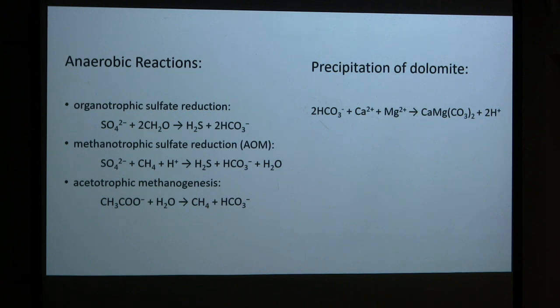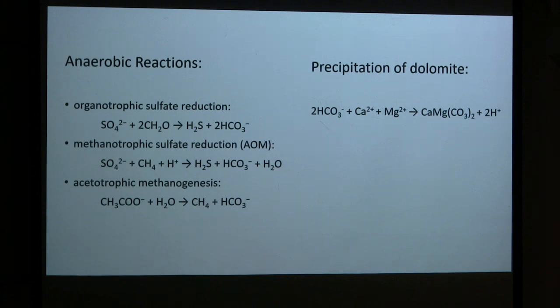Here is a list of some of the main reactions that happen in these sediments: organotrophic sulfate reduction, AOM, and methanogenesis. These all produce bicarbonate, which is, of course, needed for the production of dolomite. And here you see AOM consuming protons. The tie-in to the isotopic values is that we have just generic organic matter here that's being degraded. Organic matter has about negative 25 per mil isotopic value. Therefore, if the carbon used is depleted, the isotopic signature of the bicarbonate being produced will also be negative. It will be depleted.